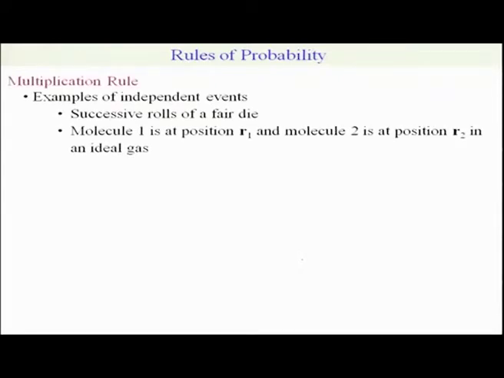So, what are examples of independent events? For example, successive rolls of a fair die are independent. It has nothing to do with the previous roll. Or molecule 1 in position R1 and molecule 2 in position R2 in an ideal gas, when they do not interact at all, are completely independent, which means basically the molecule 1 in position R1 is not correlated with molecule 2 in position R2.